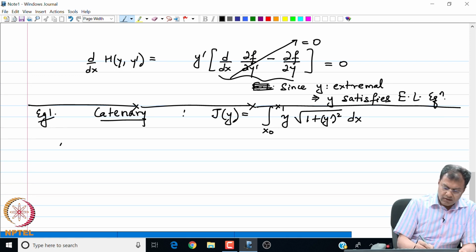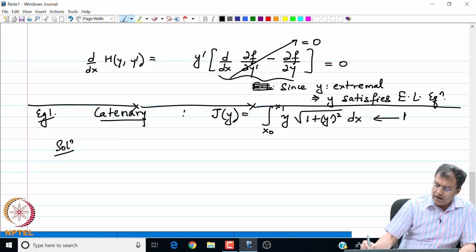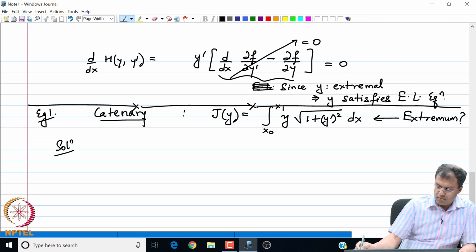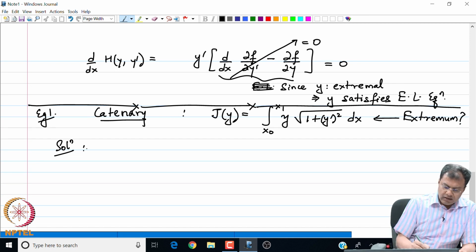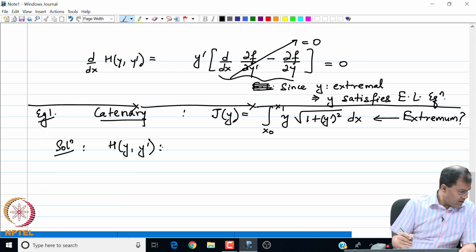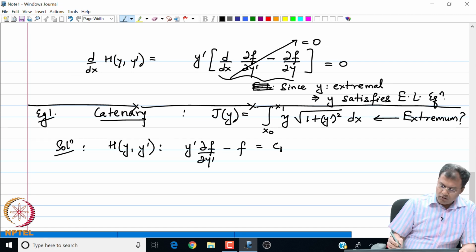So, in this case we have to find the extremum, and the extremum will satisfy the Beltrami identity. Let me just rewrite the identity again. This is equal to a constant. Let me call this C1.